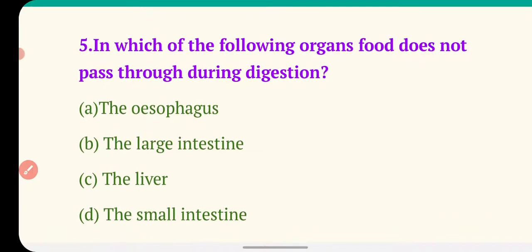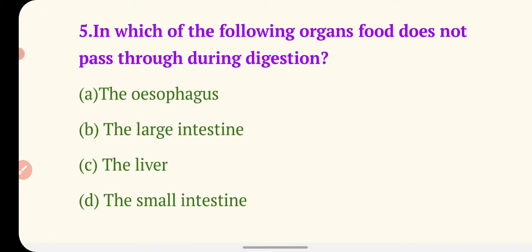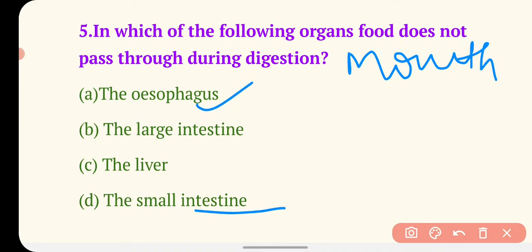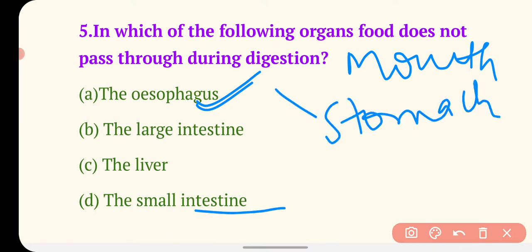Now the next question is, in which of the following organs does food not pass through during digestion? Esophagus, large intestine, liver, small intestine. So in our digestive system, the food passes from our mouth, then into the esophagus, then into our stomach, then into the small intestine, then the large intestine.